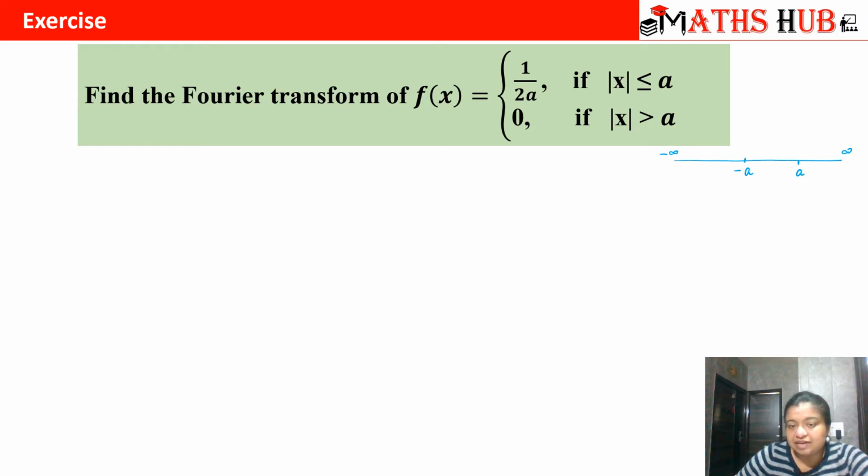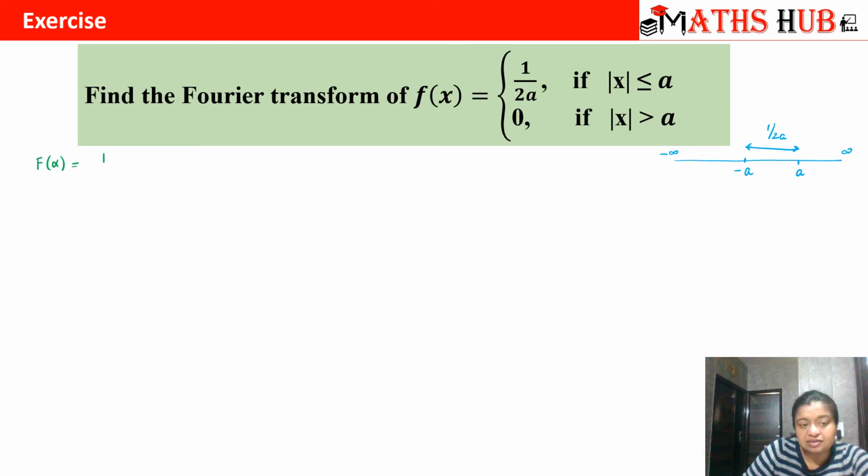So when mod x is less than or equal to a, that means when x lies between minus a and a, the function is taking value 1 by 2a, and everywhere else the function is 0, right? Now I need to calculate the Fourier transform. So we will apply the mathematical tool Fourier transform.